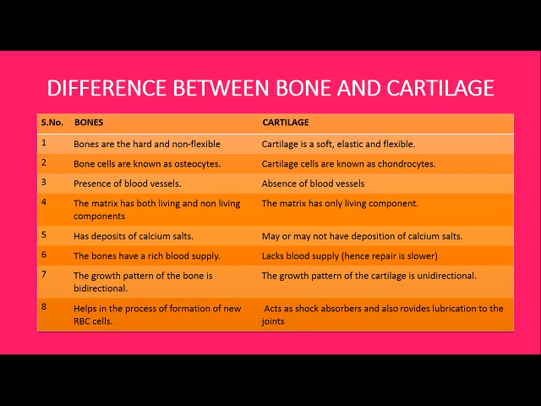Bones have deposits of calcium salts, whereas cartilage may or may not have deposits of calcium. The bones are richly supplied with blood. Cartilage lacks blood supply, and that is why the repair of cartilage is very slow. The growth pattern of bone is bidirectional, whereas the growth of cartilage is unidirectional. Bones help in the formation of new red blood cells. Cartilage acts as a shock absorber and also provides lubrication to our joints.